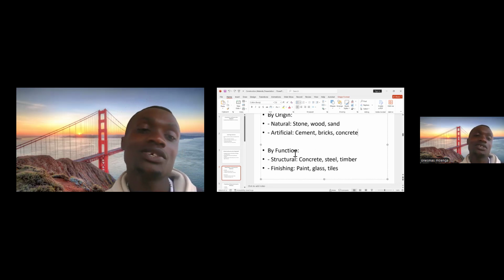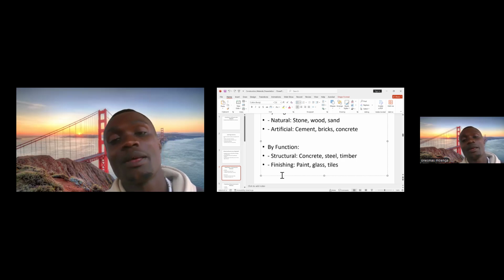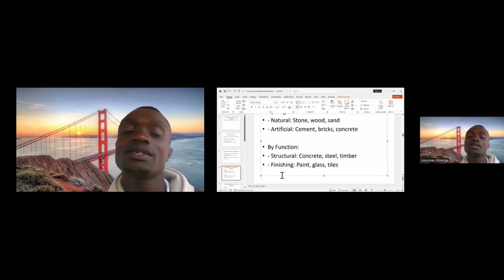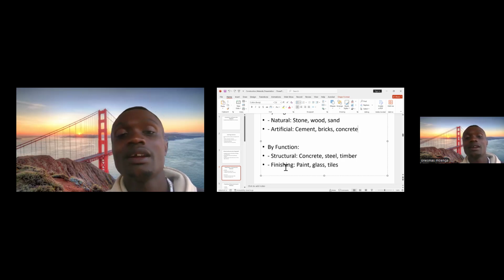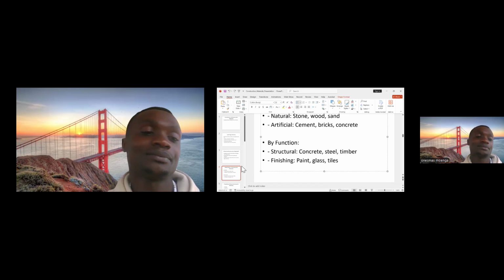Then classification by function, we have the structural and the finishing. Under structural, we have concrete, steel, and timber. Then under finishes, we have paint, glasses, and tiles. The paint is the last application applied to the building to enhance the aesthetic, the glasses, then the tiles, to enhance the aesthetic of the building.